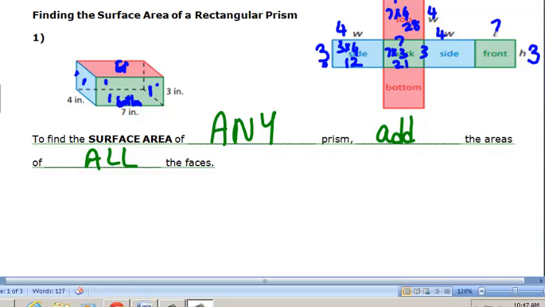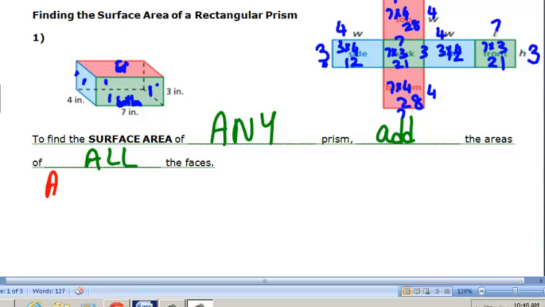The bottom, 7 and 4 again, so the area of this is 28 square inches. The side is 3 times 4, 12 square inches, and the last one 7 times 3, 21 square inches. So all we are going to do now is add these up.